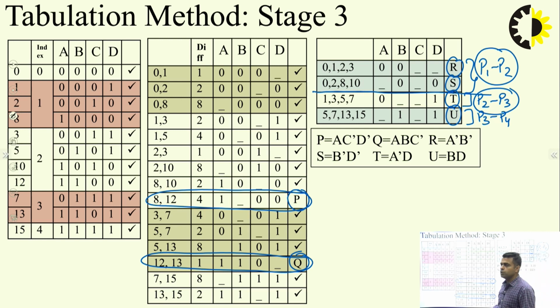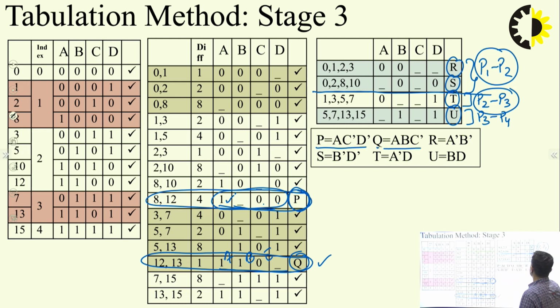And what are these P, Q, R, S, T, U? We can check that this P is 8, 12 and the binary representation is 1-00. 1-00 means A is there, B has been eliminated because there is a dash there, and C is 0, D is 0. So A, B has gone, C bar, D bar. So P is A, C bar, D bar. Similarly, this Q is 110 dash. So A, B, C bar and D is gone. So A, B, C bar.